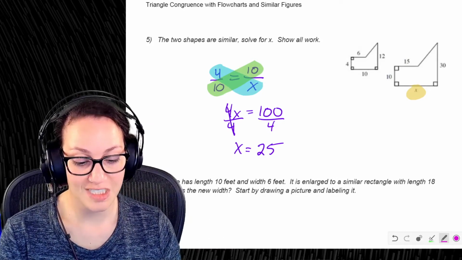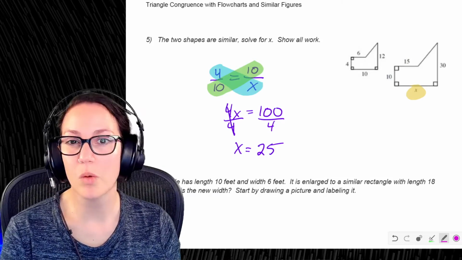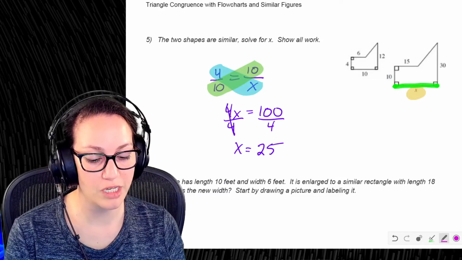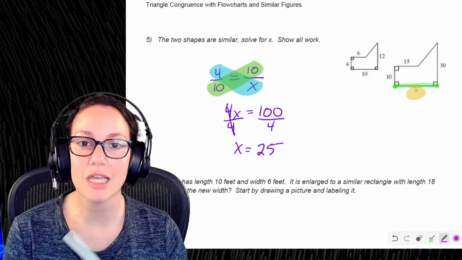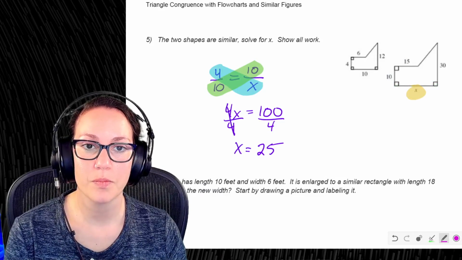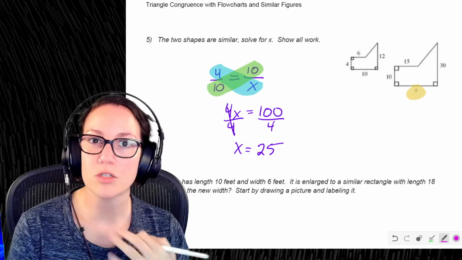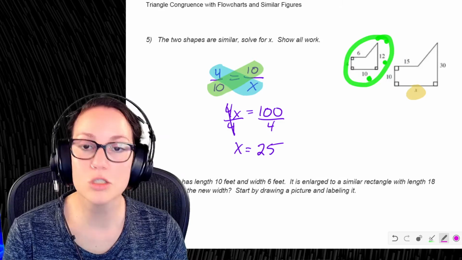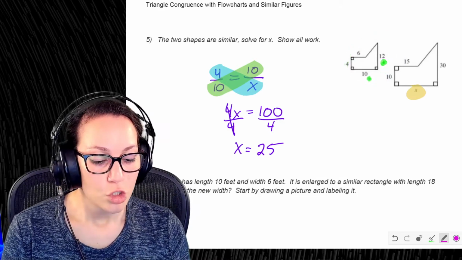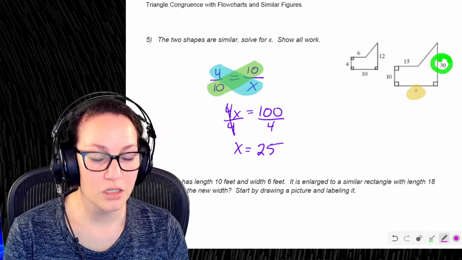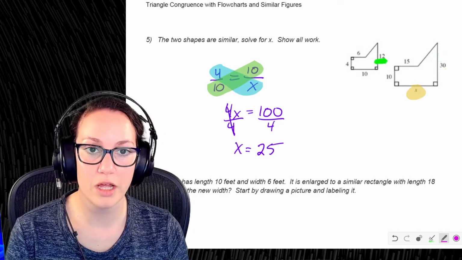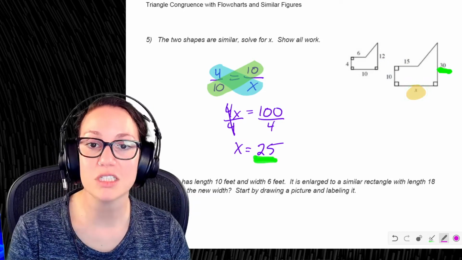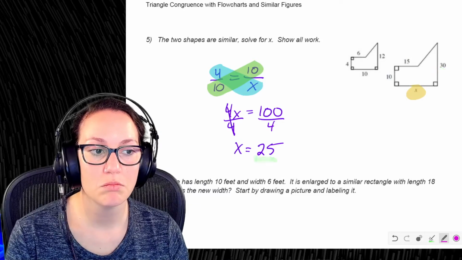Cool. Does that seem like a reasonable length for x? Why? Pause this and think about that to yourself. Is 25 a reasonable length for this? What could you compare it to, kind of a gut check? All right, so the way I'm thinking about it is on our known figure, 10 is a little smaller than 12. So since on the big figure, 30 corresponds to this 12, we need a number here that's a little smaller than 30. And 25 fits that bill. It's a little smaller than 30. Okay.